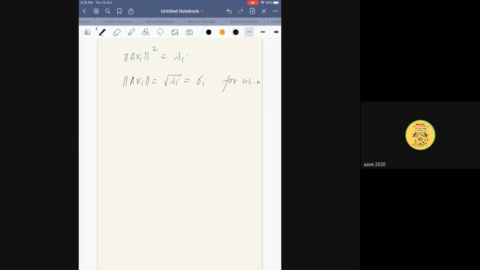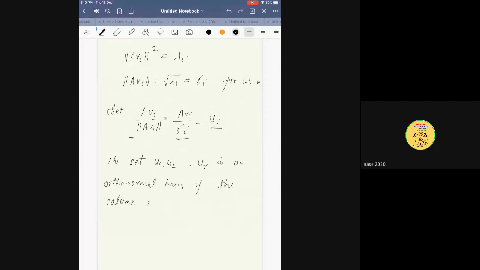Now we again set A v_i divided by sigma_i, or the length of A v_i, as u_i. Here we denote this one as u_i: A v_i by sigma_i equals u_i. So here we can say that v_1, v_2, up to v_n are mapped to scalar multiples of u_i. From here we can say that the set u_1, u_2, up to u_r is an orthonormal basis of the column space C(A). Is it clear?